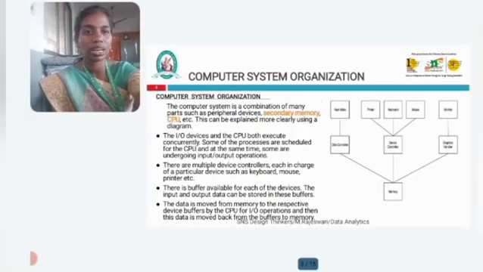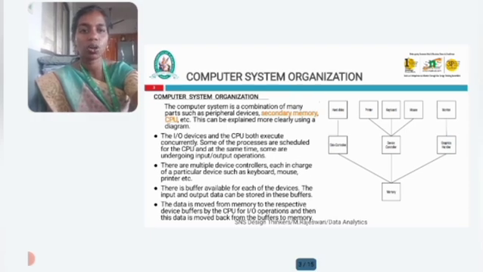The input output devices and the CPU both execute concurrently. Some of the processes are scheduled for the CPU and at the same time some are undergoing input output operations. There are multiple device controllers, each in charge of a particular device such as keyboard, mouse, printer, etc. For each and every device there will be one device controller. This is also a part of the computer system organization.